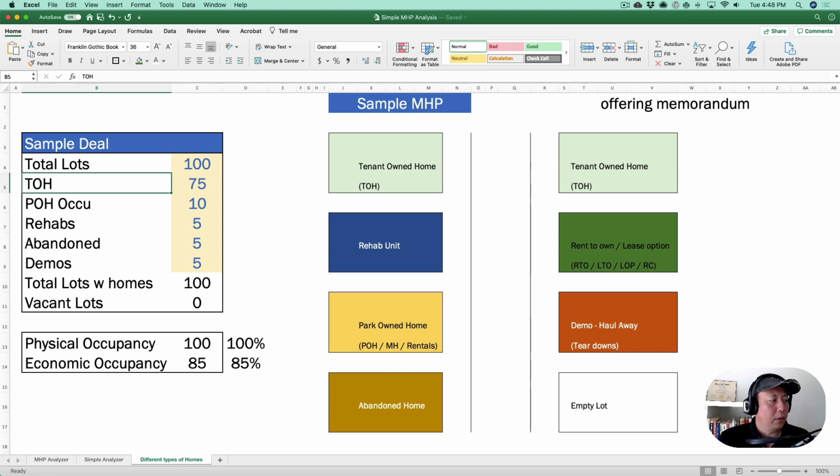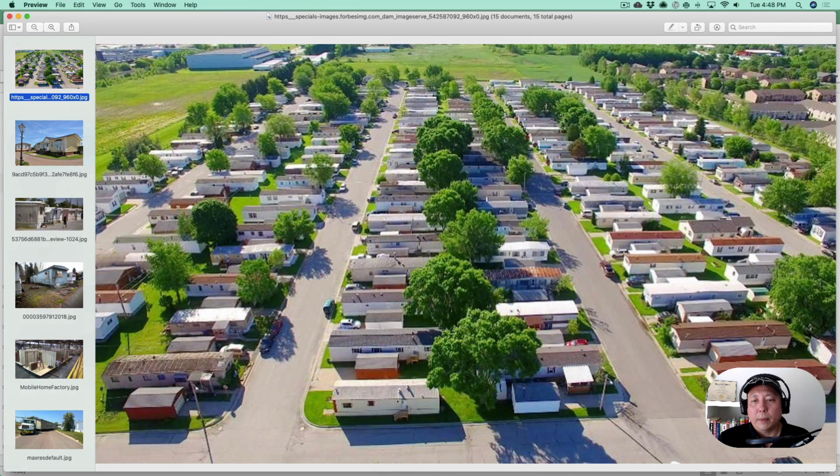So what is a tenant-owned home? A tenant-owned home is when an individual resident or tenant owns one of these homes. Some of these homes might be owned by you as the mobile home park owner, and some of these homes might be owned directly by the tenants. If it's owned directly by the tenants, then all they're doing is paying you lot rent in order to be able to park their home on your mobile home park, on your land.